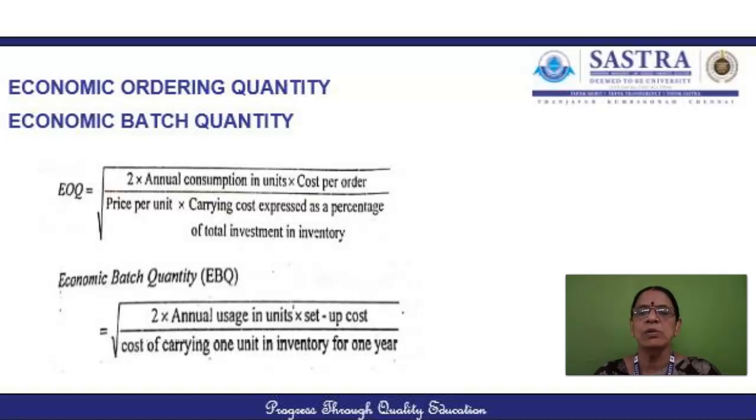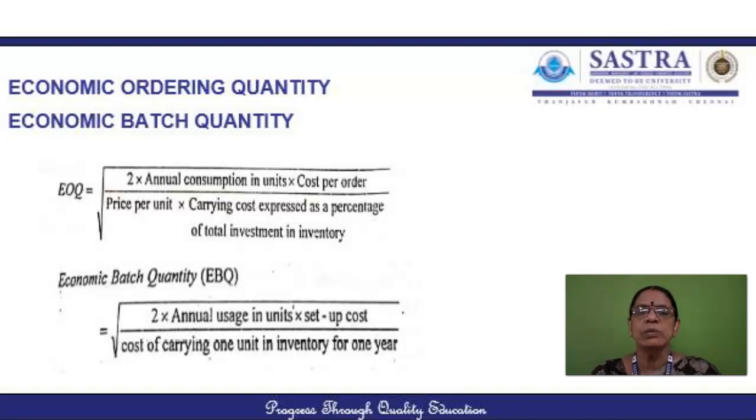Now the carrying cost is 30% of the average inventory. That is 3 rupees. See, 10 rupees into 30%, we will get 3 rupees. 3 rupees into 200, you get 600. 3 into 250, 750. 3 into 400, 1200. 3 into 500, 1500. So carrying cost will be calculated on average inventory.